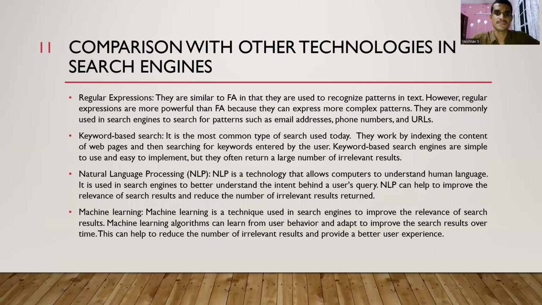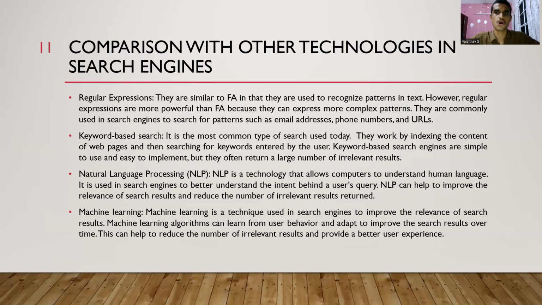Now let's compare finite automata with other technologies in search engines. These include regular expressions, keyword-based search, natural language processing, and machine learning techniques. Regular expressions are similar to finite automata in that they're used to recognize patterns in text. However, they're more powerful than FA as they can express more complex patterns. They're used to search for patterns such as email addresses, phone numbers, and URLs.